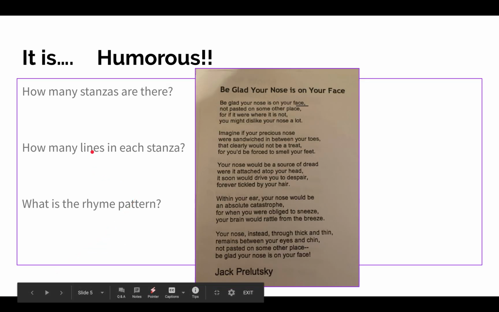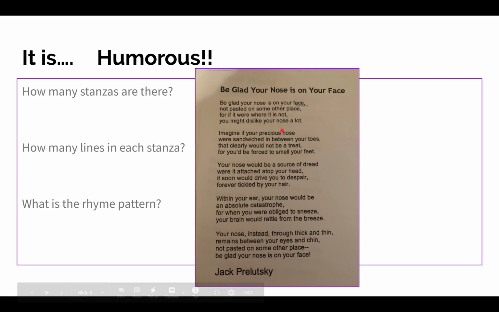How many lines in each stanza? Well, we know a line is like this. So within each stanza, it is 4 lines.